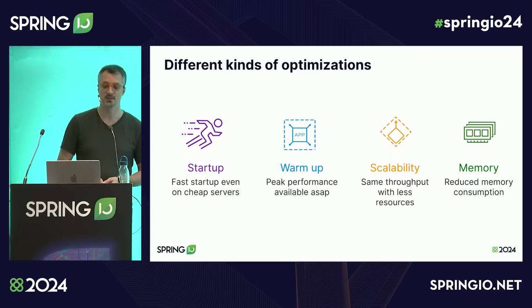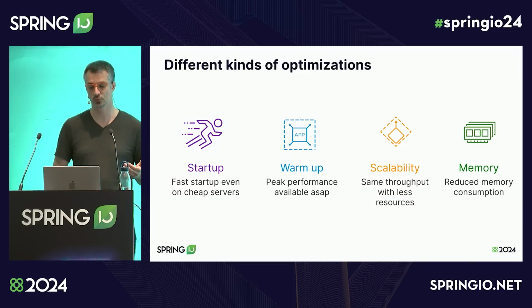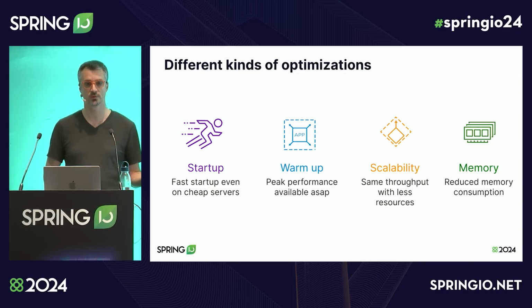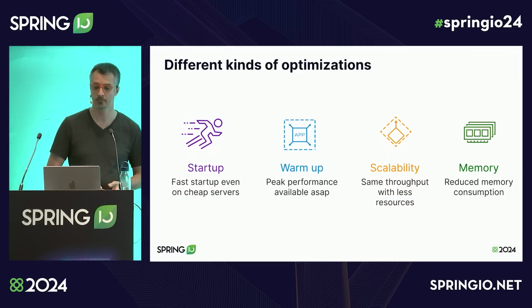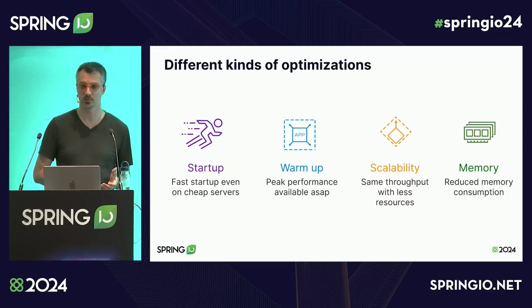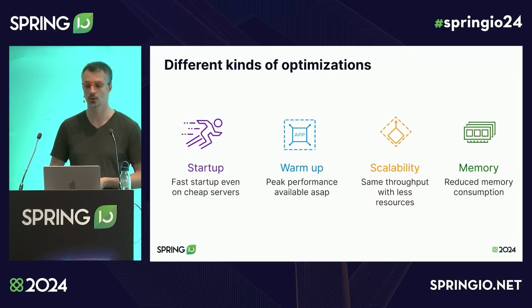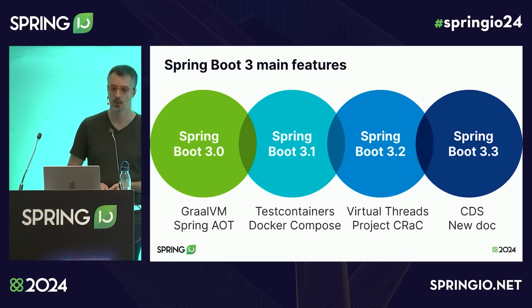There is also the scalability aspect. We want to be able to serve more workloads with less CPU and less memory. Memory consumption is also important because when you are buying an instance, you will have a certain amount of memory, and you want to pack the maximum number of Spring Boot instances into the same amount of memory.